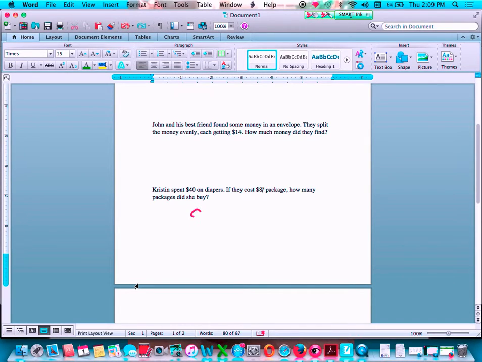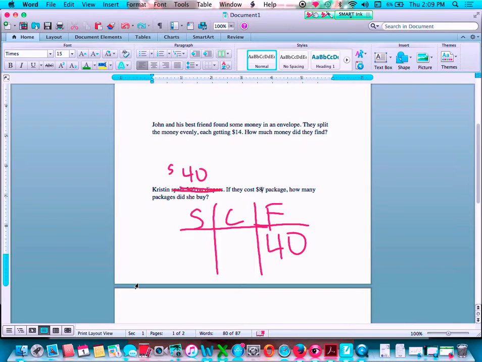So this says Kristen spent $40 on diapers. They cost $8 each. How many packages did she buy? Well, let's find out what she did. She ended up spending how much together? $40. Right there is my finish. She spent $40. That goes on my finish. They cost $8 a package. How many packages did she buy? Well, we want to find out how many packages she bought. And what did they start off at? They started off at $8.